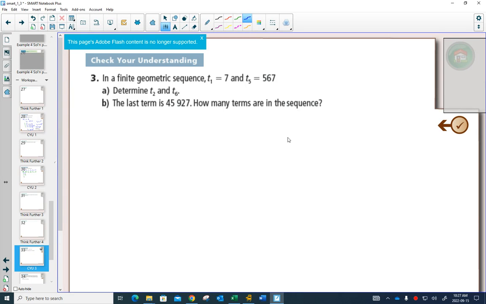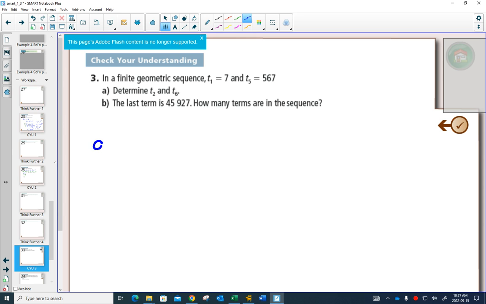We're told we have a finite geometric sequence. A geometric sequence means that you're multiplying something each time, and it ends. It doesn't go on forever. They want us to find term 2 and term 6.